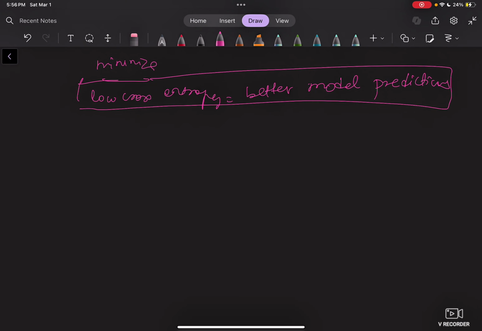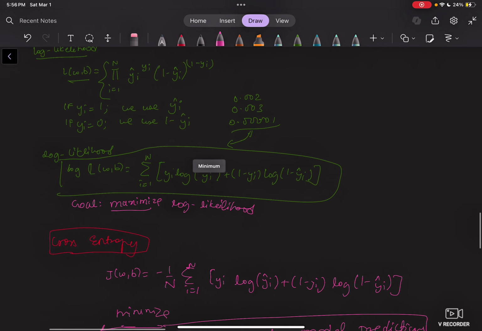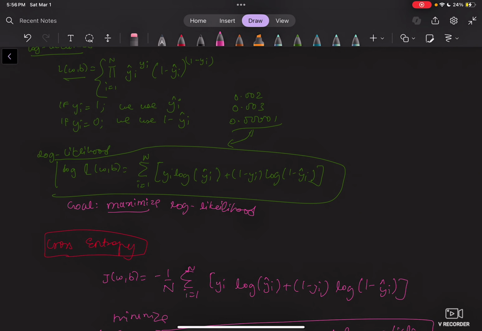what does log likelihood do? It measures how probable the observed labels are. And we have the formula. The goal is to maximize log likelihood.